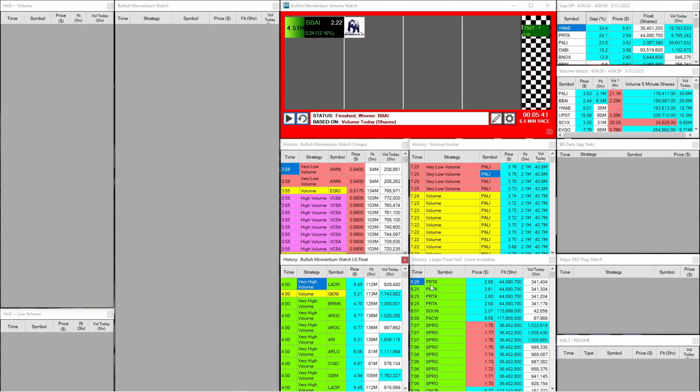Sometimes these scans, the bottom left and bottom right here, are a little bit more attractive. Cheapo watch, I don't care for that one myself. That's for other traders in chat. And the volume hunter, again, is for reversals mostly, and not my favorite.